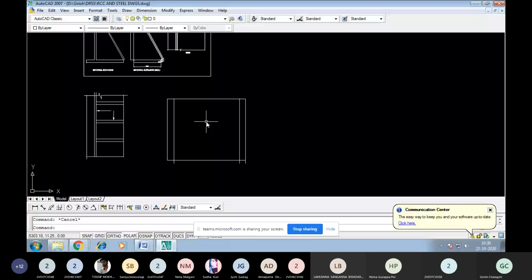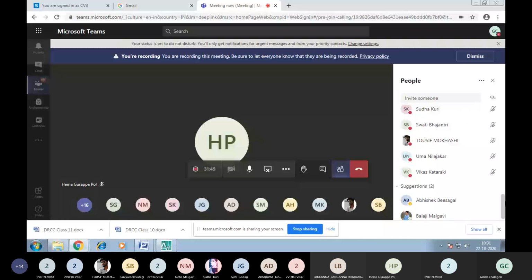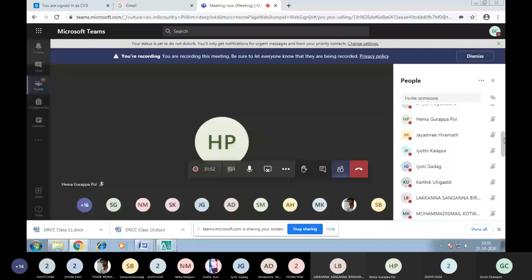I think we can use Table 26 from IS 456:2000. Does anybody remember the table? Table 26 from IS 456:2000. Anybody have an idea what the table is for? Anybody have an idea about Table 26? Jayashree, any idea?